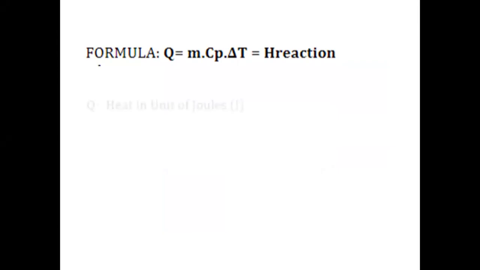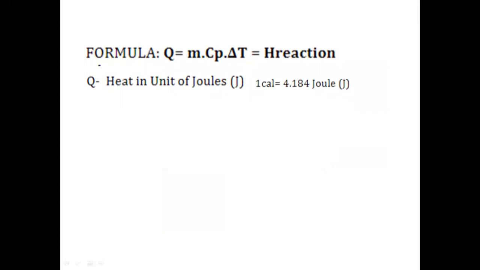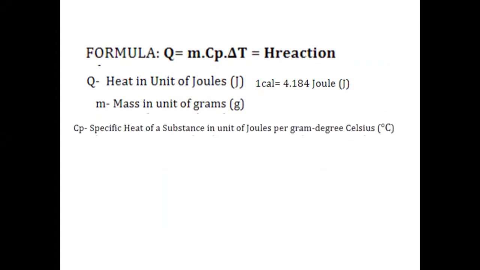So Q now is in heat. Okay. So heat is represented by variable Q. The unit for heat is joules, and we have a conversion for 1 calorie is equal to 4.184 joule. And M stands for mass in units of grams. Cp is the specific heat of a substance. Usually this is in joule per gram degree Celsius.